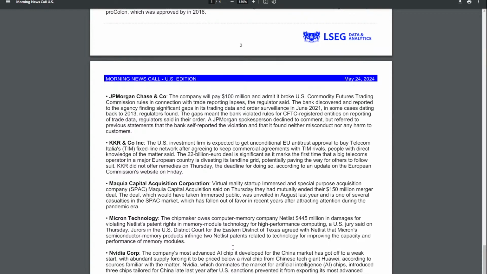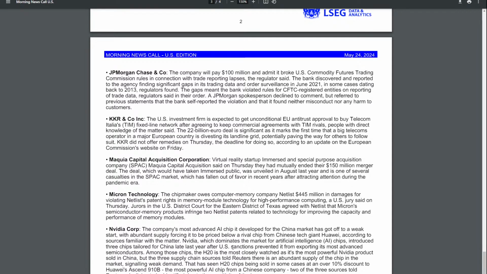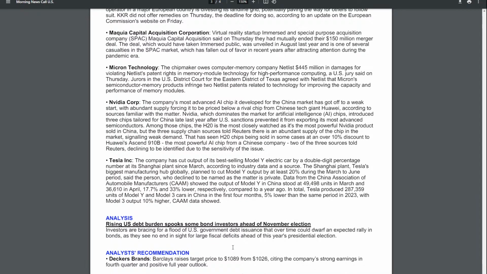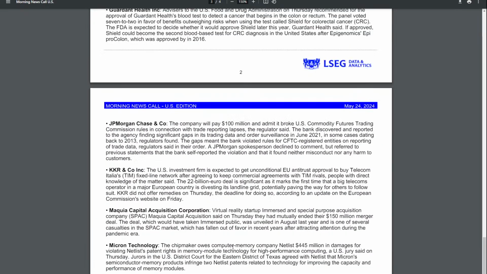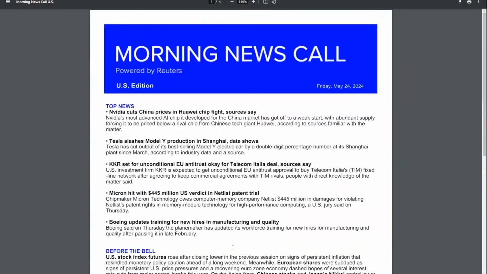J.P. Morgan, Micron, Nvidia, Tesla. Not really seeing much here. Let's see here. Apple raises target price to 275 from 250. FedEx, J.P. Morgan cuts target price. Okay. Like I said, upgrades, downgrades today, I'm not really that crazy about those. I think we can get right into daily charts.